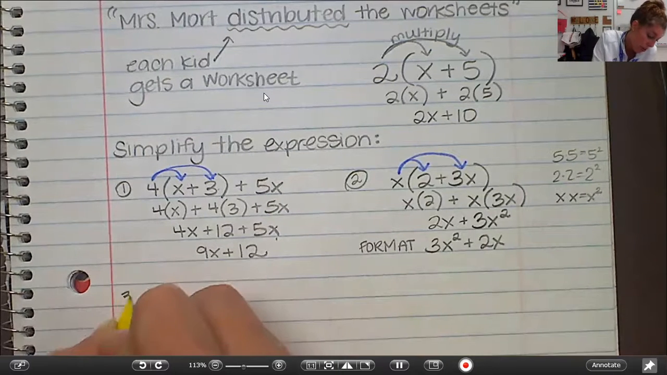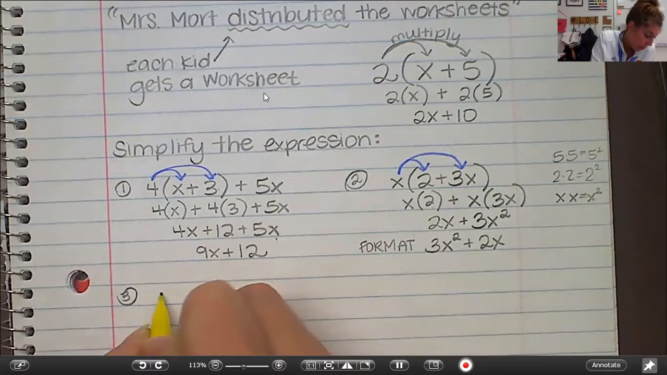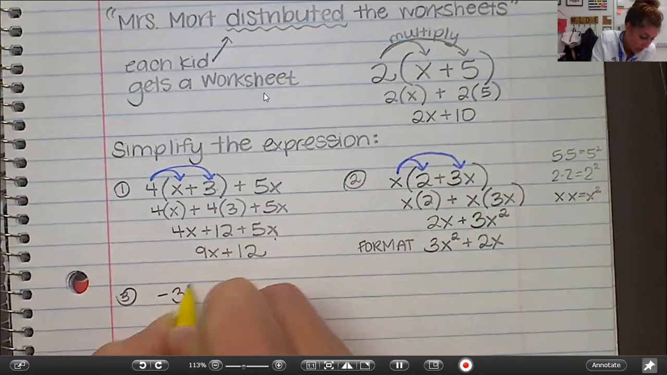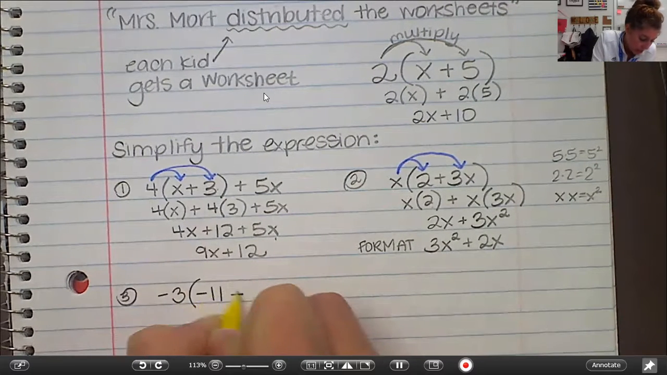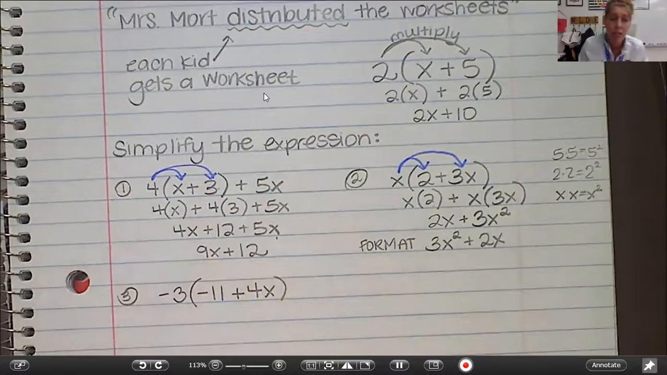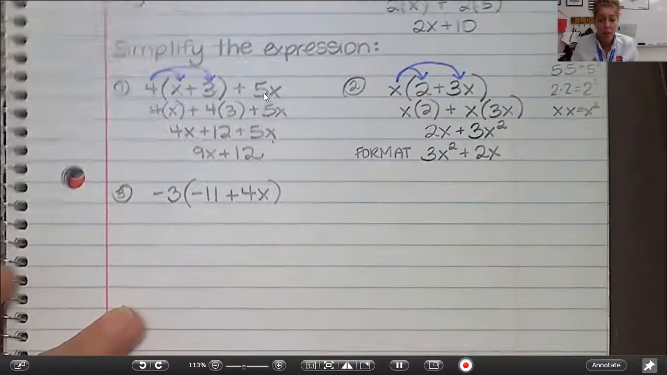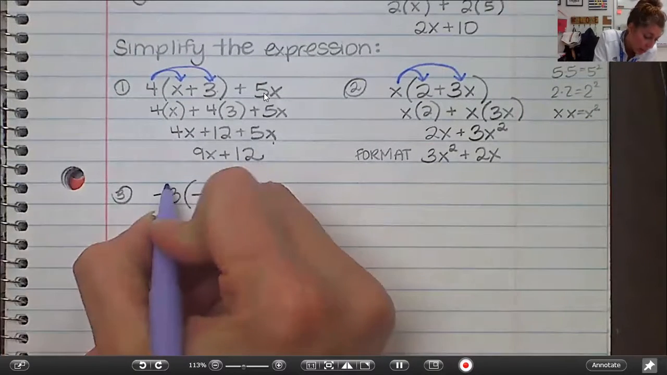All right, number 3. -3 parentheses -11 plus 4x. So again, I'm going to distribute that -3.